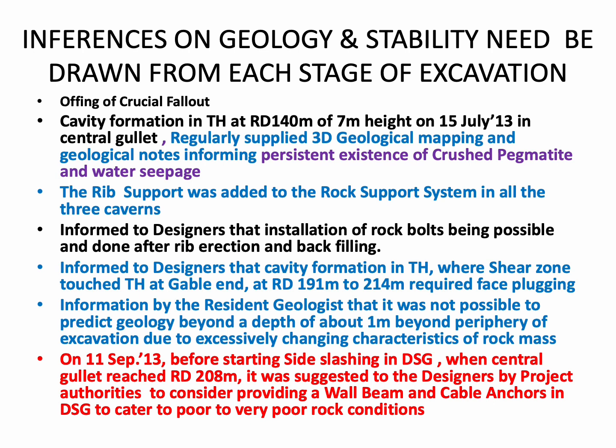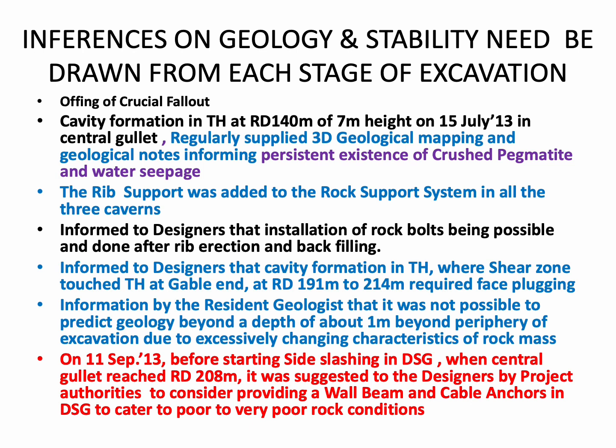The designers were informed about the cavity formation in the transformer hall where the shear zone touched the transformer hall at the gable end, and that RD 191 to 214 meter required face plugging. So the conditions in the transformer hall cavern were so bad that it required face plugging at RD 191 meter to 214 meter near the gable end. The resident geologist's information that it was not possible to predict geology beyond a depth of about 1 meter beyond the periphery of the excavation, due to excessively changing characteristics of the rock mass, was also conveyed.